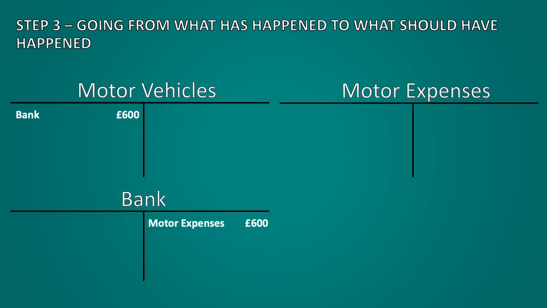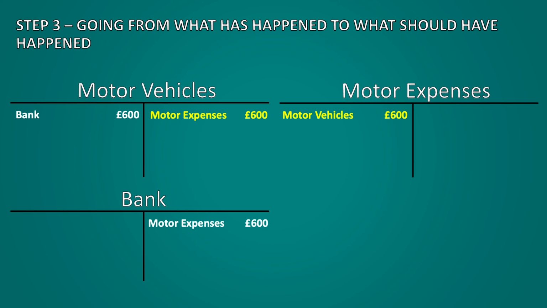To correct the error, we would credit the motor vehicles account for £600, and this would remove the incorrect entry and bring the balance back down to 0. We would then debit the motor expenses account for £600. The result of this is that we have a nil balance on the motor vehicles and a debit balance of £600 in the motor expenses and a credit of £600 in the bank, thus successfully correcting the error.